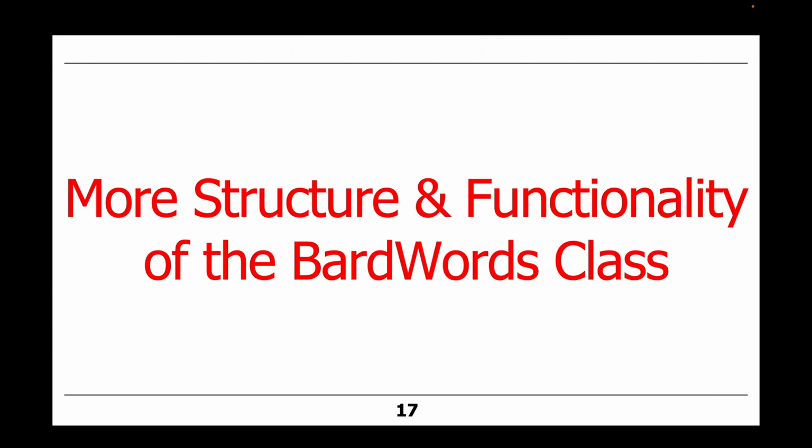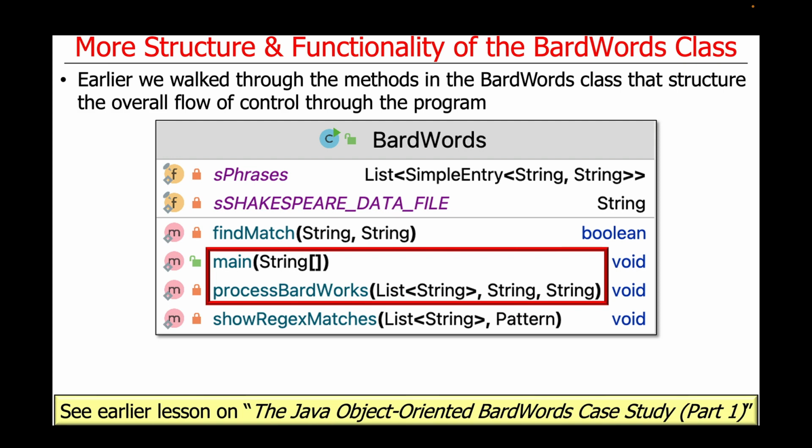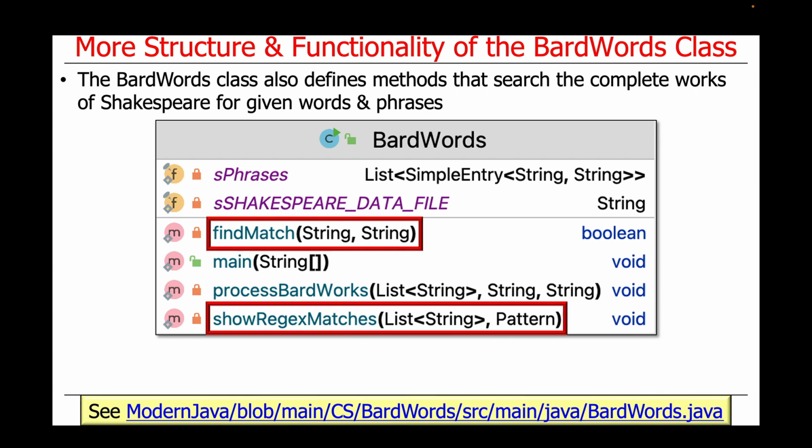Now that we've given an overview of the Java BreakIterator class, let's walk through more of the structure and functionality of the BardWords class and see how it applies BreakIterator. In part 1 of this lesson, we walked through the methods in the BardWords class that structure the overall flow of control through the program, including the main method and the processBardWorks method. The BardWords class also defines methods that search the complete works of Shakespeare for given words and phrases. So now we're going to take a look at the findMatch and showRegexMatches methods.